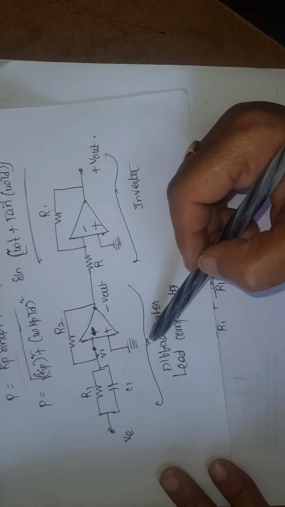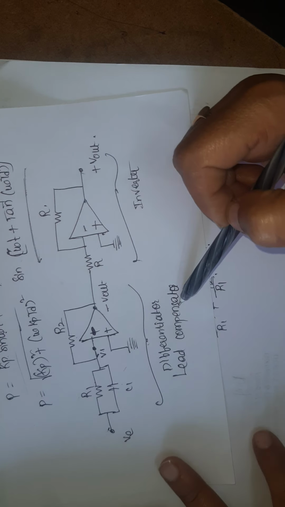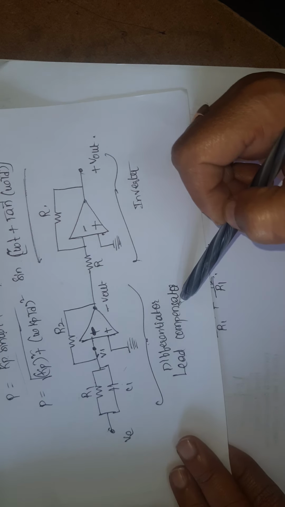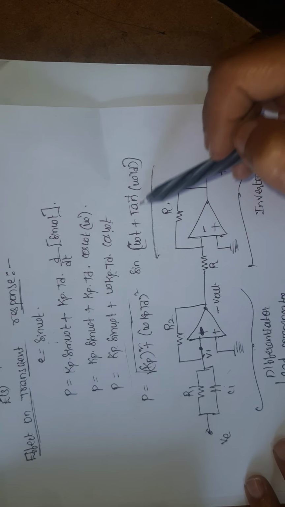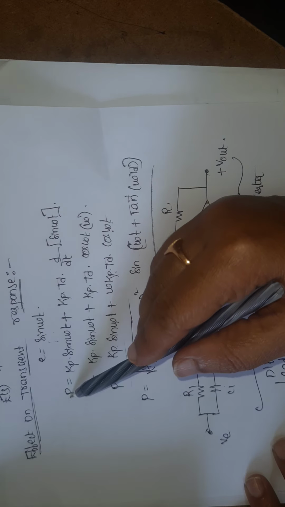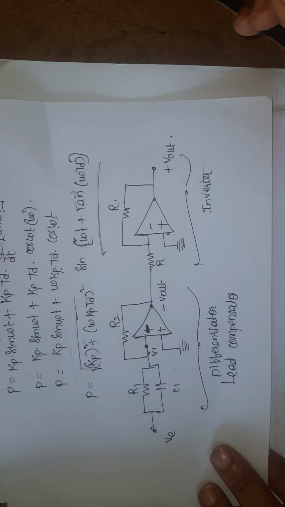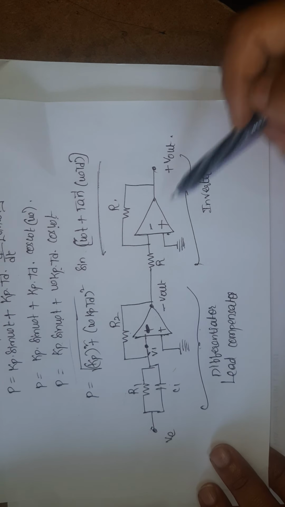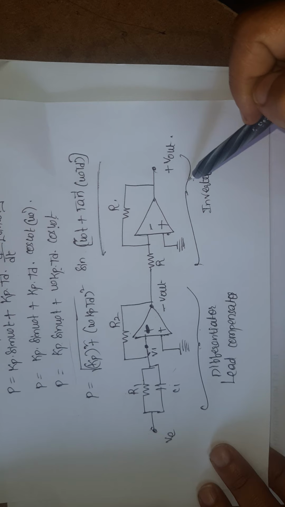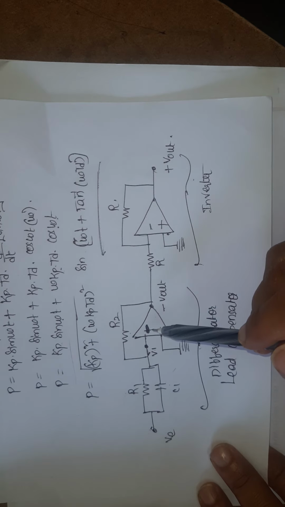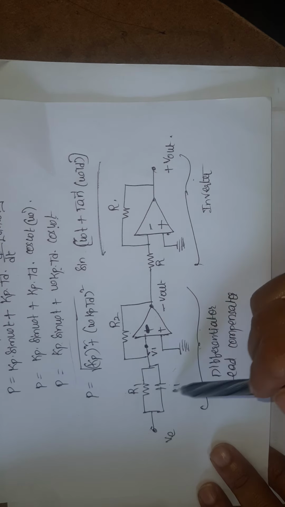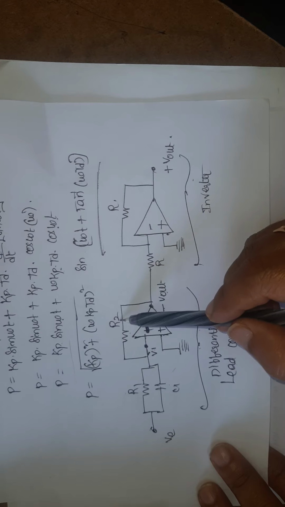Next, this P plus D controller can be analyzed by considering a differentiator followed by an inverter. So this is a differentiator and it is also called a lead compensator. Why it is called a lead compensator: here the leading angle is provided by the P plus D controller. Okay, so this is differentiator plus inverter. Now I am applying the nodal analysis.